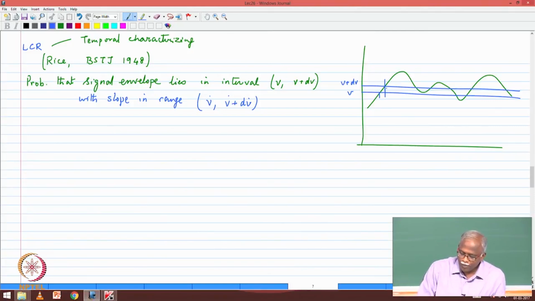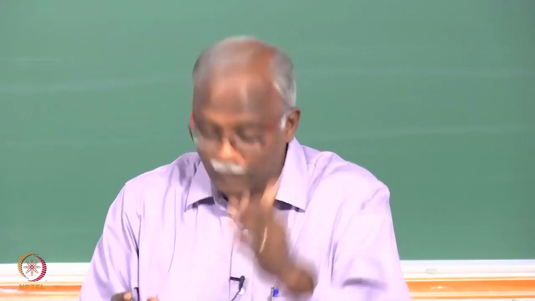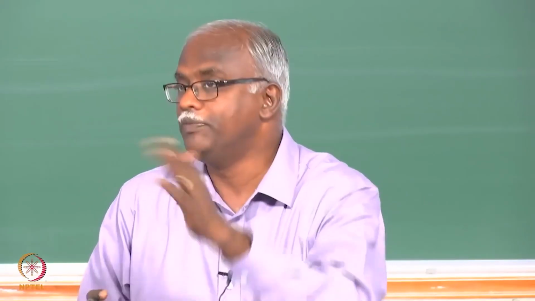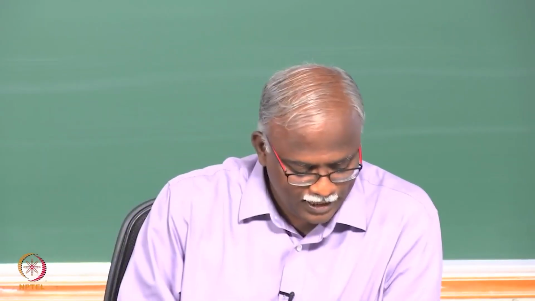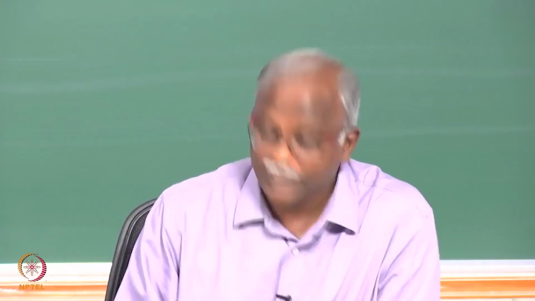So, what is the probability that the signal envelope lies in this region V to V plus delta V, and its slope lies in this range? As you would expect, V and V dot are two different things. One is the distribution of the envelope, the other is the rate of change, and the assumption that Rice made was that they are independent, which is a reasonable assumption.